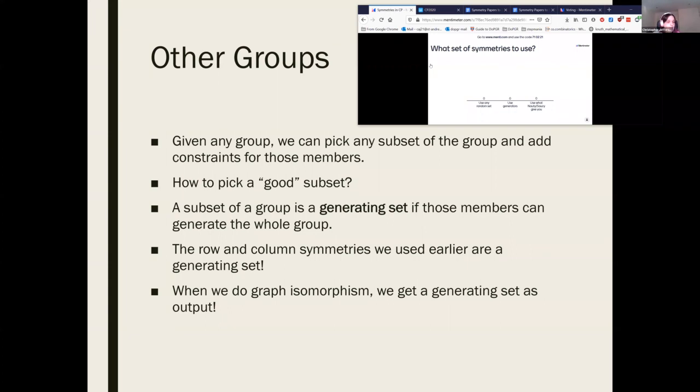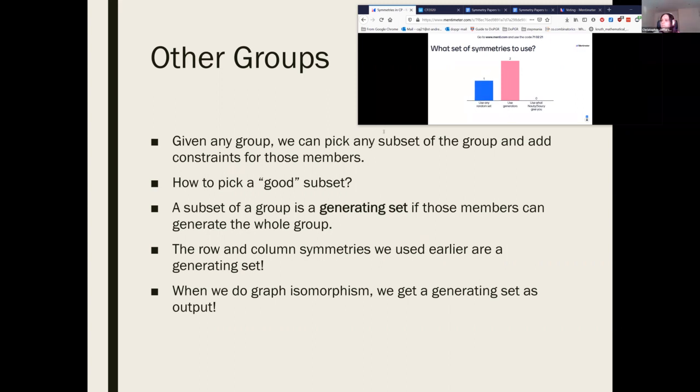A common thing people look at is generating sets. So a set of constraints is a generating set if those members can generate the whole group. So if, using them, you can multiply together. The row and column symmetries we used earlier are a generating set. When we do graph isomorphism, like through Nauty, we get a generating set. That's what Nauty produces.